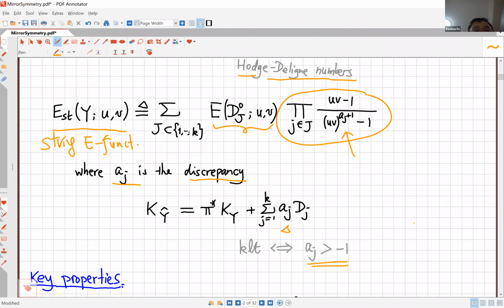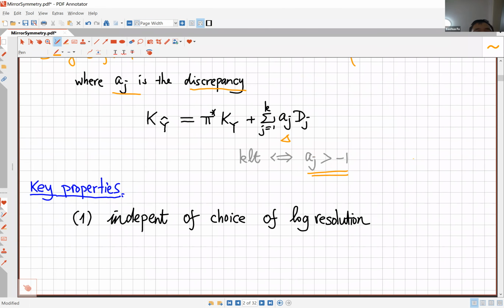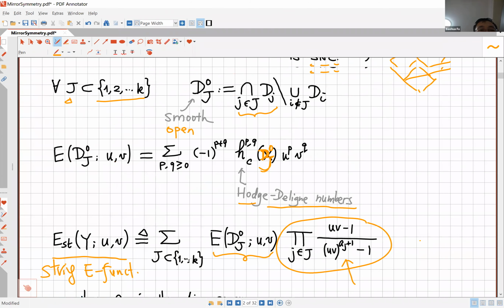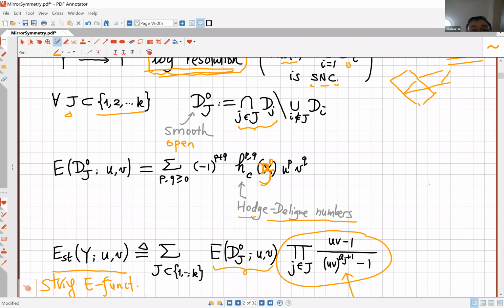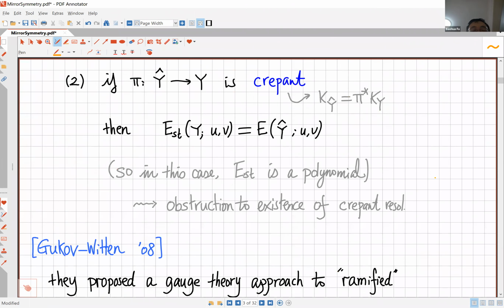So this is a definition of this stringy E-functional. And it has some nice properties. For example, the first is that it's independent of the choice of the local resolution. Because at the beginning, to define this, we need to make a choice of this local resolution. So the first property is: for any choice of this local resolution, what you obtain is the same. So this is a well-defined notion.